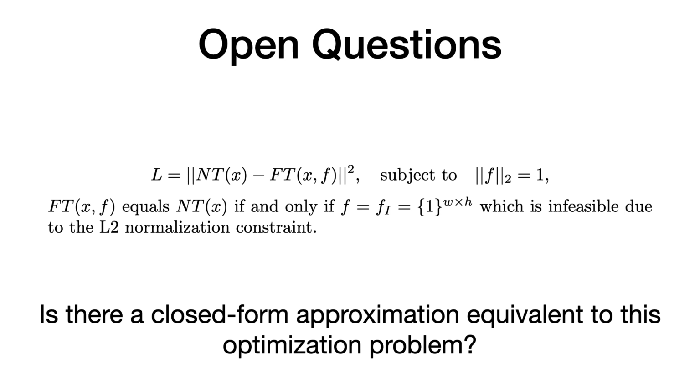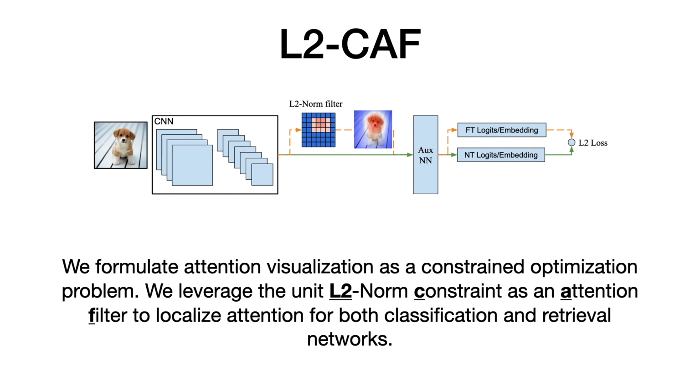The main limitation of L2-CAF is the computational cost. L2-CAF is an iterative approach that leverages gradient descent to converge. Accordingly, the following question becomes very important: is there a closed-form approximation equivalent to L2-CAF? In conclusion, we present L2-CAF, a constrained optimization problem, as a generic tool for attention visualization. We will finish this presentation by sharing more qualitative evaluations.